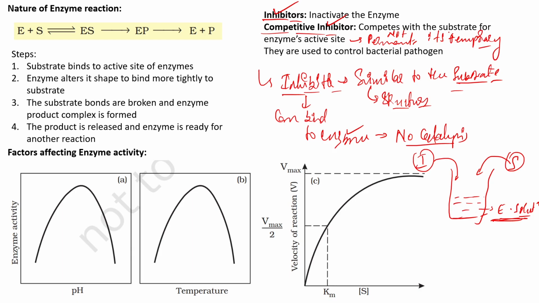Now how can we reverse this? If I increase the substrate concentration, the inhibition can be reversed. Remember this. The competitive inhibition mechanism is mainly used to control bacterial pathogens. So the application that you see is mainly for controlling bacterial pathogens.